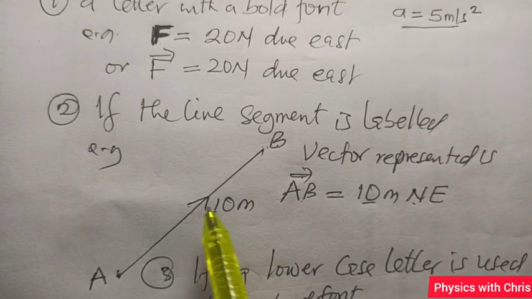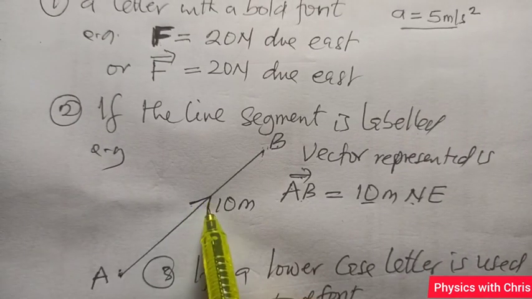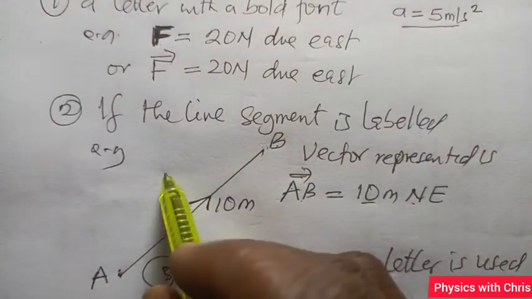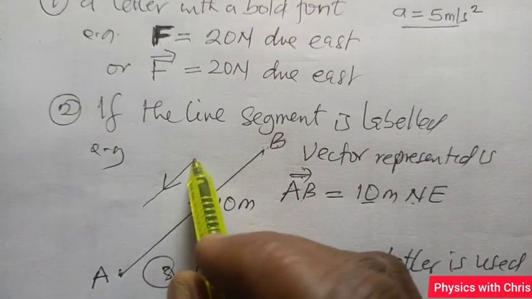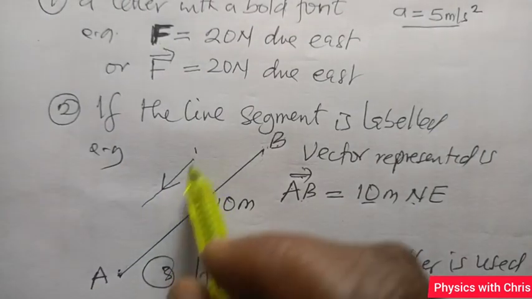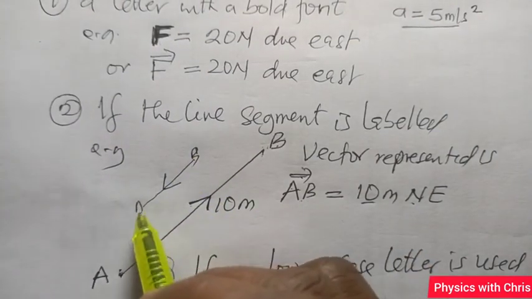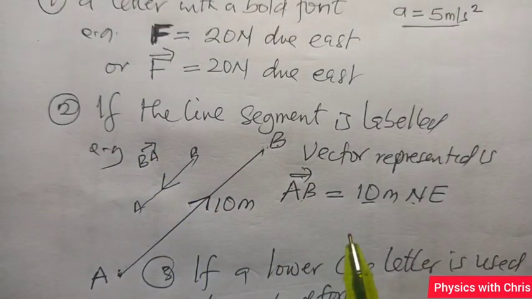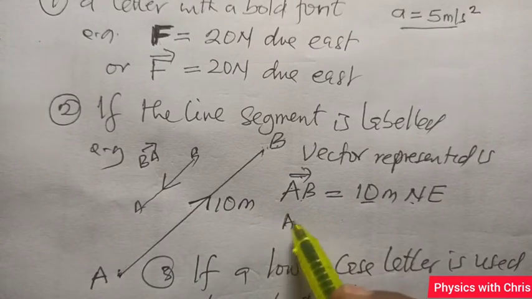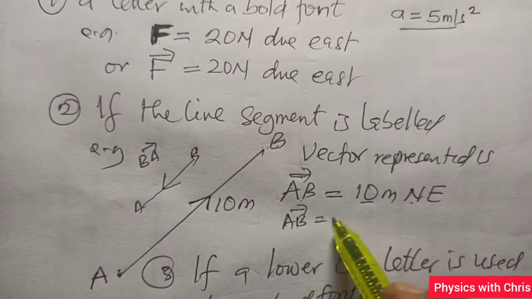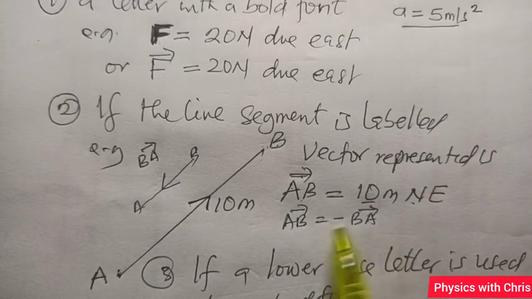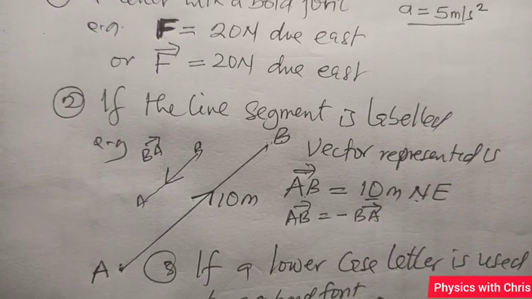Now the order of the arrow is very important, meaning that this vector is acting from A to B. If the arrow were to be like this, then the vector is acting from B to A, and such a vector will be written as vector BA. Note that vector AB is equal to the negative of vector BA. That is, it is equal in magnitude to vector AB, but is directed oppositely.